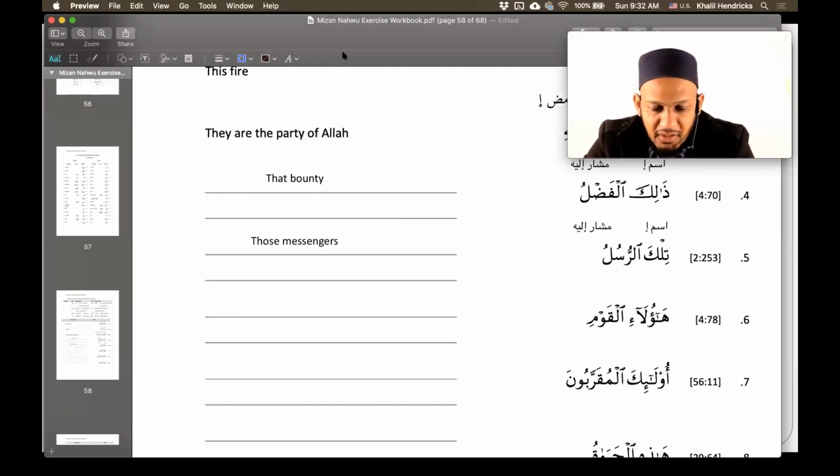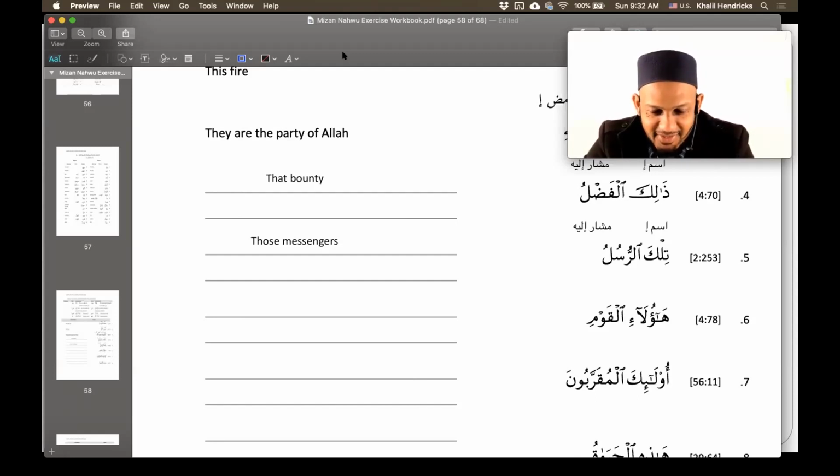Ha'ula'il qawmi. Who's going to go next? Okay, Sister Noor, Bismillah. Okay, my apologies. Okay, Maulana, brother, my hand was up since the first hour. Oh, okay. Brother Irshad, Bismillah.